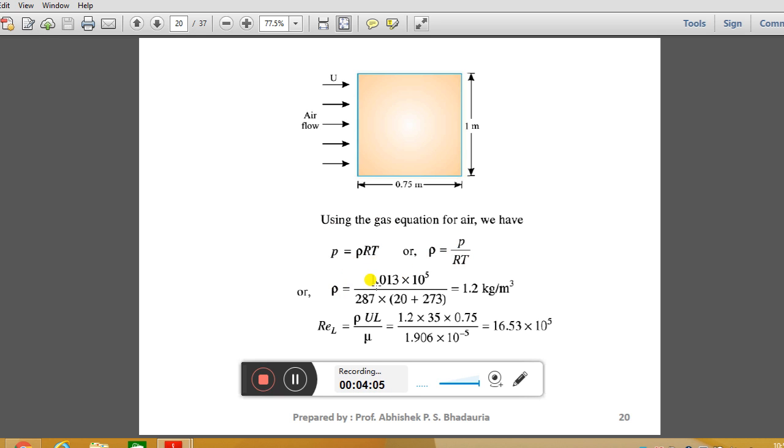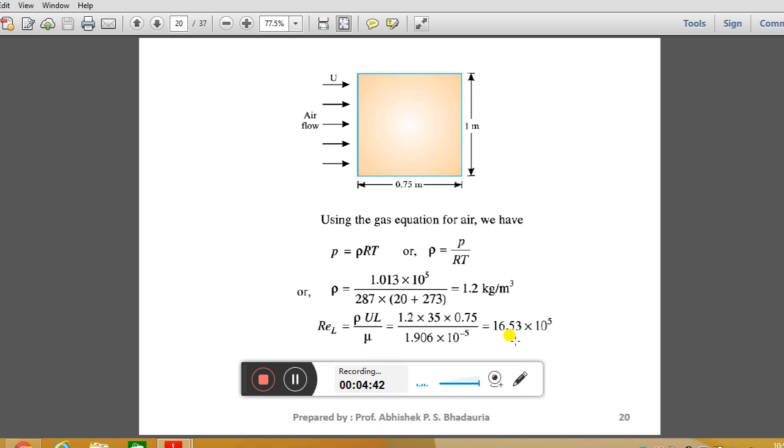The pressure value is given in bars, so take proper conversion. Divided by R, which is the gas constant, 287. Then T is the temperature, so convert the temperature value in Kelvin, so you can find the value of density. Now density is known. The value of velocity is also given, the value of length is 0.75, and the value of mu is also known to us. You feed the values, so you can calculate the value of Reynolds number.